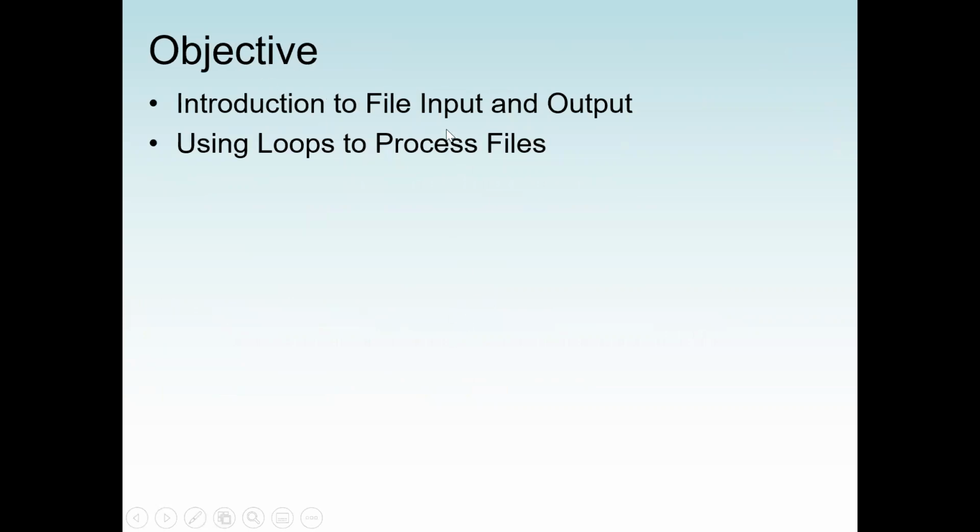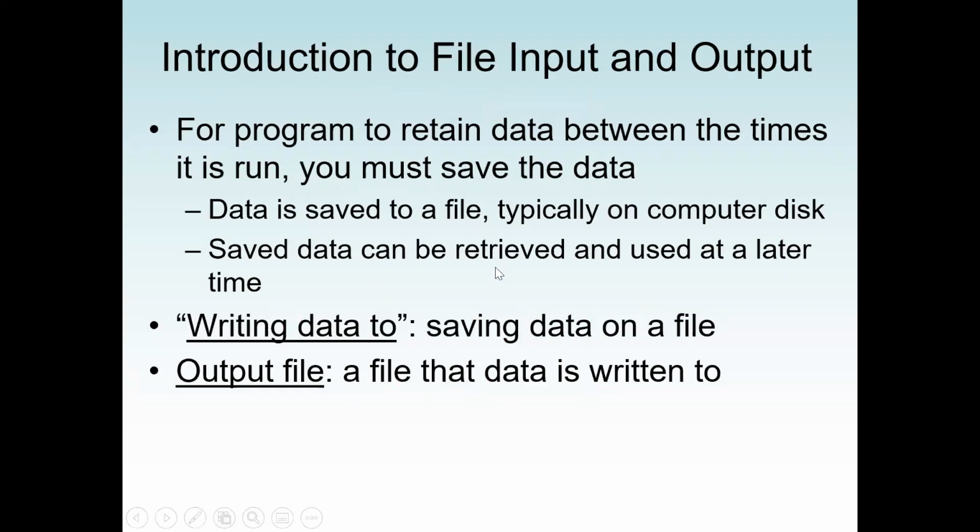Our main objective, again, is to go through the file input and output operations, and also how to use loops to process files. In our previous programs so far, we normally get an input using the input function from the keyboard. Also, we can assign a value to a variable using the assignment operator. Those are the two options to get input into our program. Also, when we execute our program, we always see our result on our screen and we cannot save it.